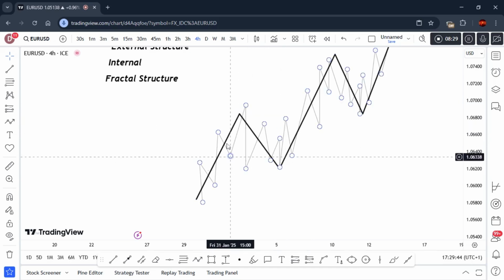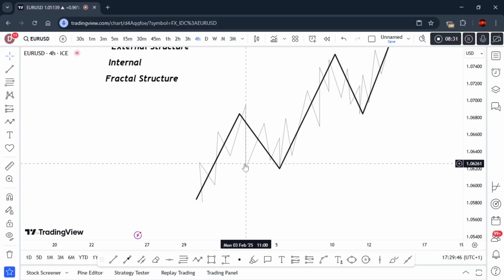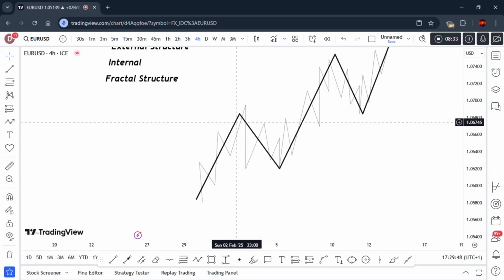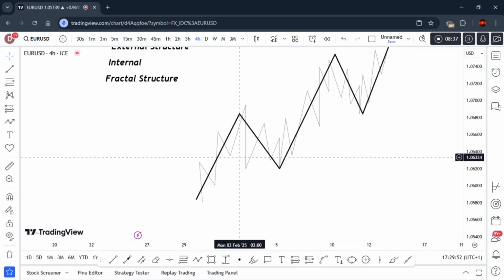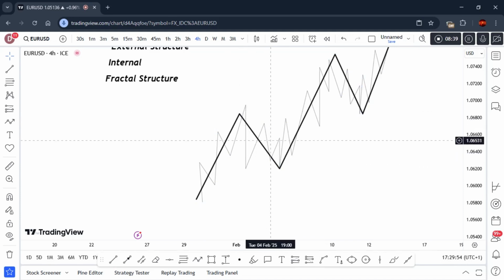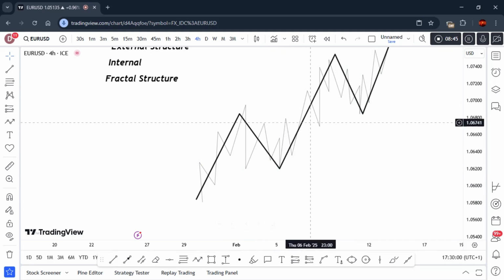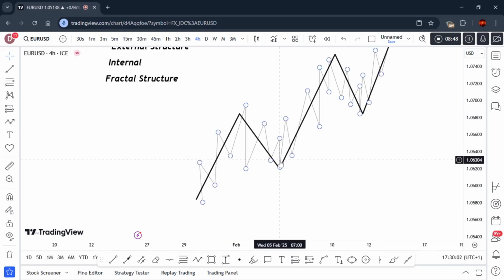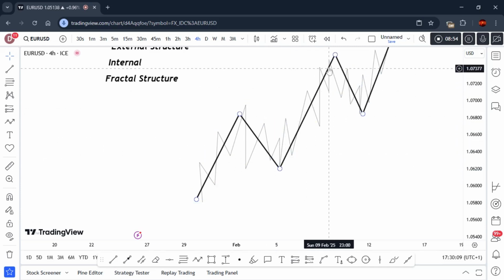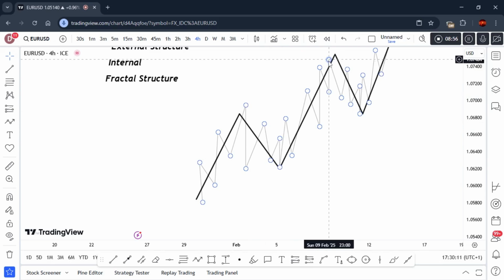for this pullback to happen, there was a change in the internal structure, right? The internal structure had to switch its trend to bearish. And then we had the pullback of the external structure. Also, when we are about to continue the external structure, the internal structure shifted from bearish to bullish, and then we started moving up to facilitate the continuation of the external structure.